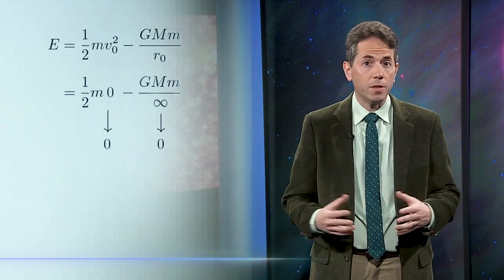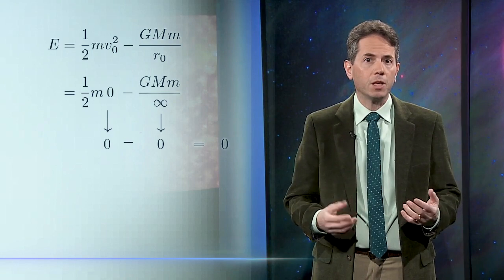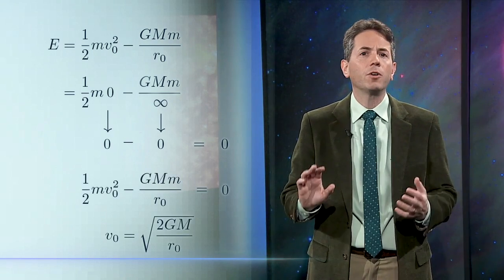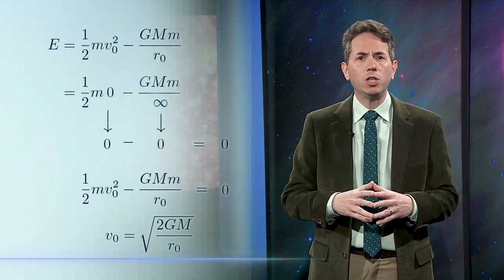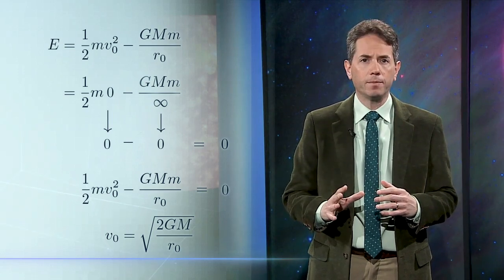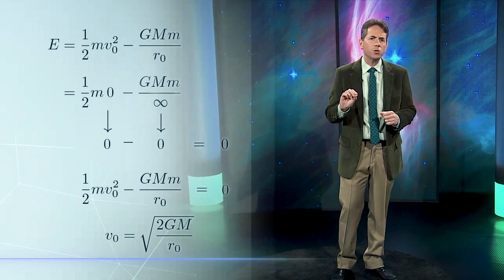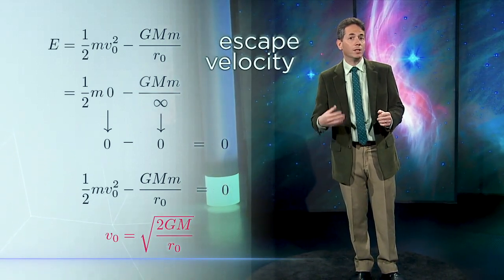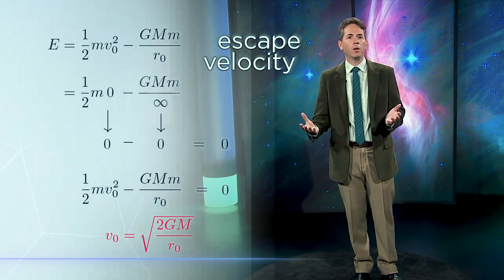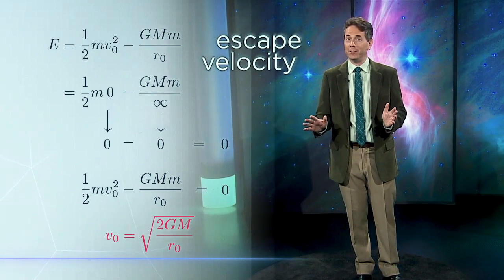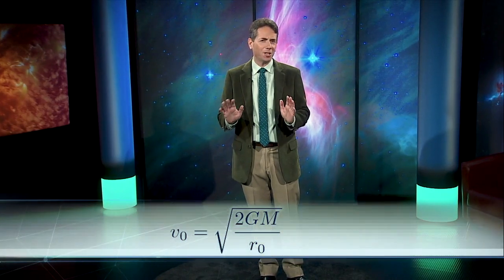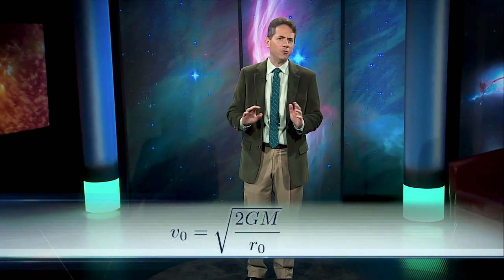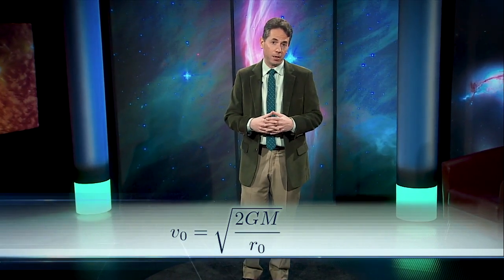So the total energy in this case must be 0, giving us a simple equation which we can solve for v0, giving the square root of 2GM over r0. That's the formula for the escape velocity. If we have enough fuel to go at least that fast, we escape. Otherwise, we fall in. And as we fall in, we curse our navigator for getting us into this mess and our chief engineer for not having enough fuel on hand.